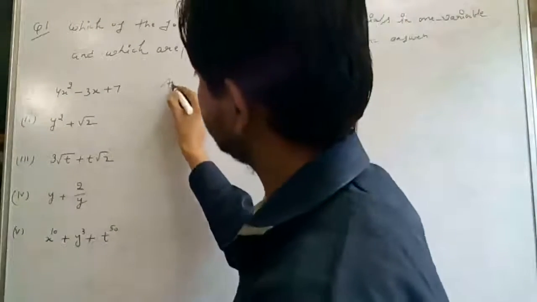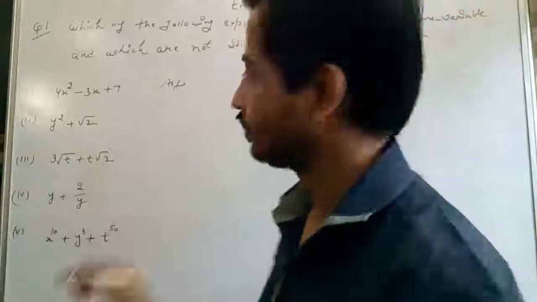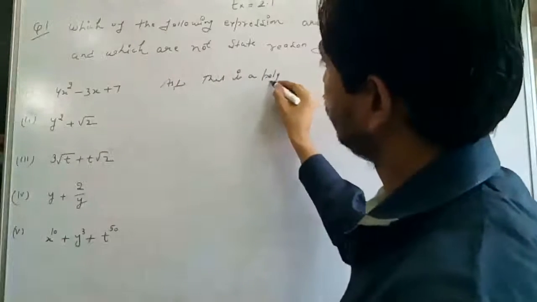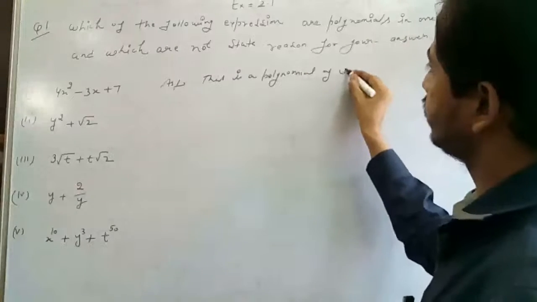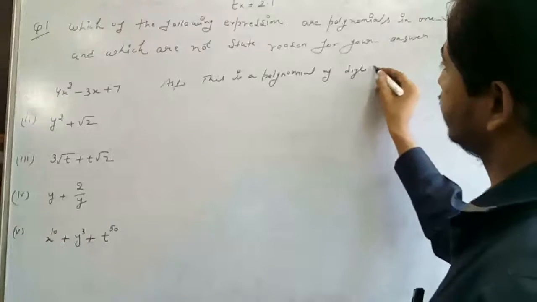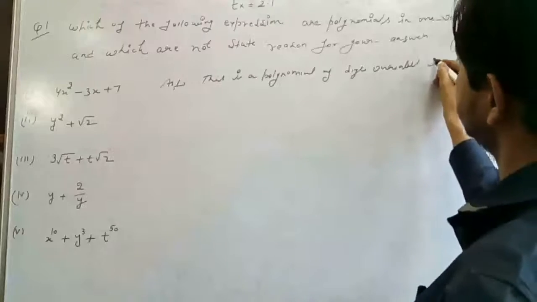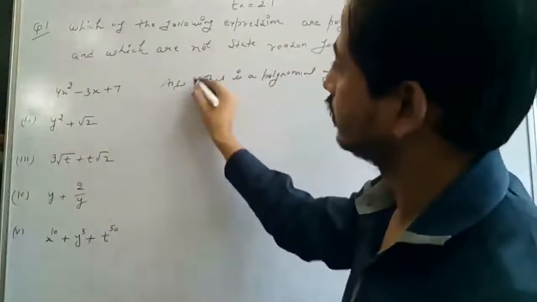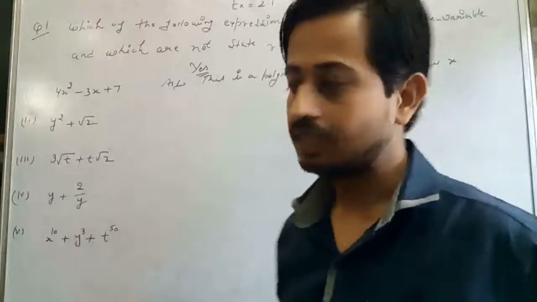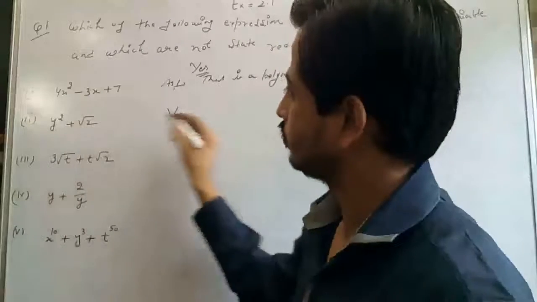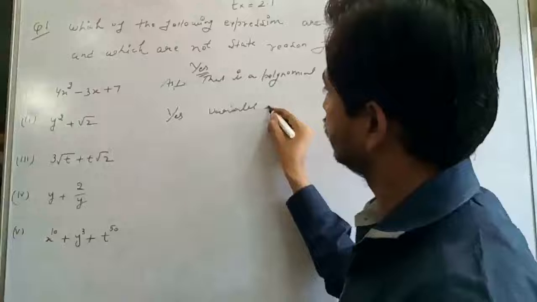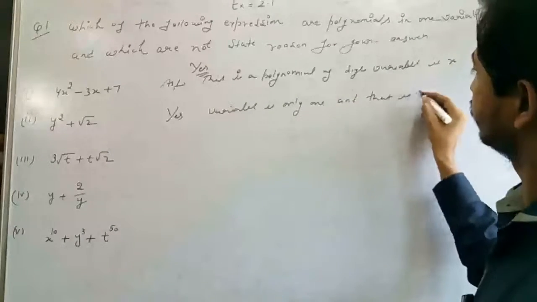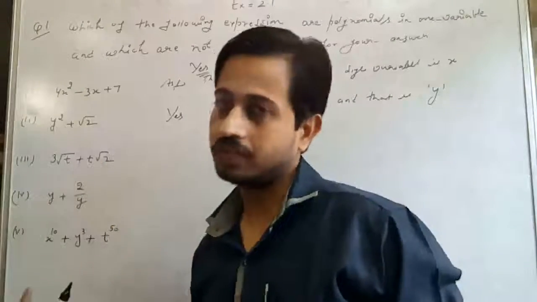So please take our first answer. In this polynomial, you can write, this is a polynomial of a single variable, which is x, because you have to state which one it is. So the answer is yes. Now look at this. In this case, the answer is again yes, because the variable is only one. Here the variable is only one, so that's why it is a one variable polynomial.